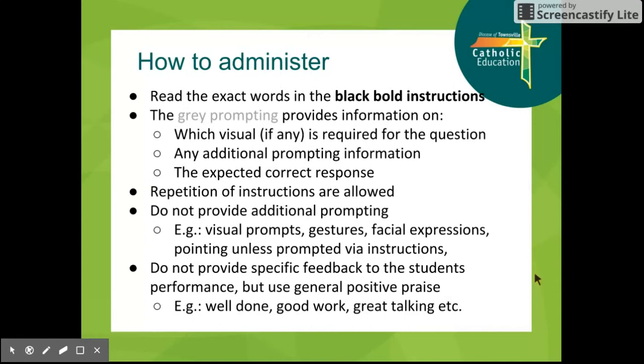There is grey prompting also provided, which may help if you're trying to elicit a particular response from a child. It's important too that we do provide some positive feedback to the students, but make it of a general nature rather than being very specific.